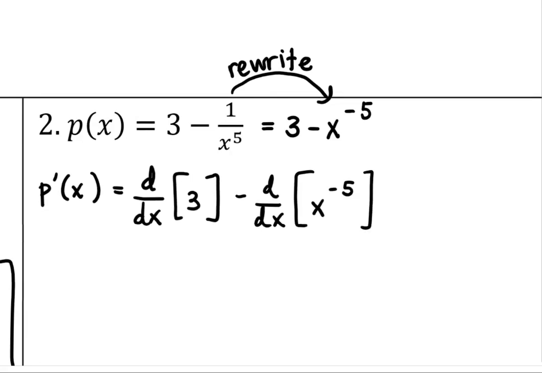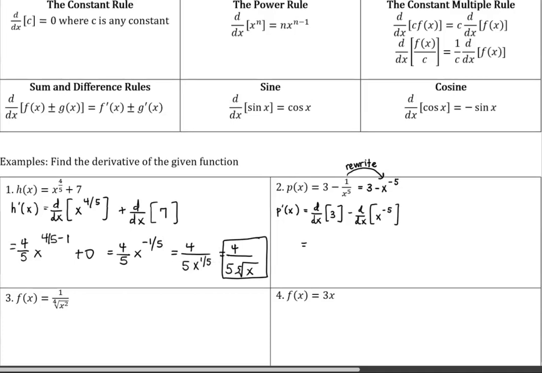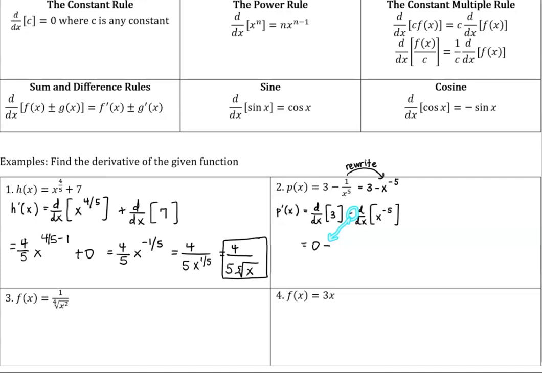Now let's actually begin to differentiate. The derivative of 3 is simply equal to 0 using the constant rule. The derivative of any constant is 0. And then we have this minus sign that was already there. Now let's start to take the derivative of x to the negative 5 using the power rule. The power rule tells us to bring the exponent of negative 5 down in front and to decrease the exponent of x by 1, which now leaves us with a positive 5, because two negatives make a positive, x to the negative 6, which I will rewrite as 5 over x to the 6th.